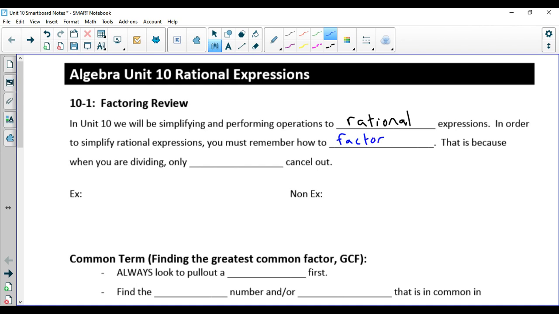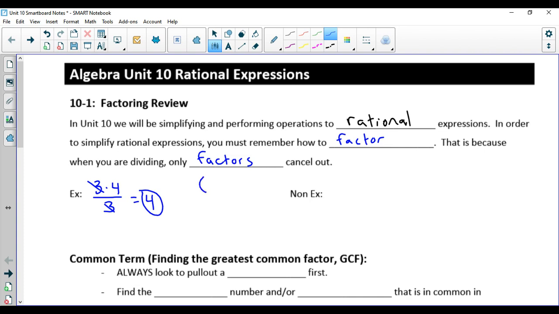And that is because when you are dividing, only factors can cancel out. What we mean by that is if I had 3 times 4 divided by 3, factors are separated by multiplication. So since that's separated by multiplication, I could cancel the 3's out, and this is just equal to 4. If you don't believe that, 3 times 4 is 12, 12 divided by 3 is 4. So the shortcut is just canceling those factors of 3 out. That's the most elementary version.